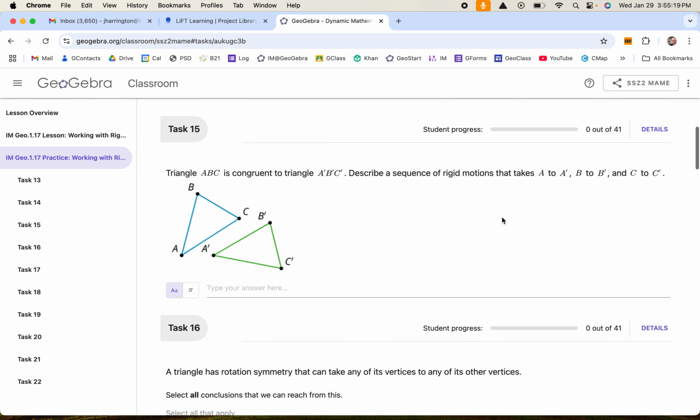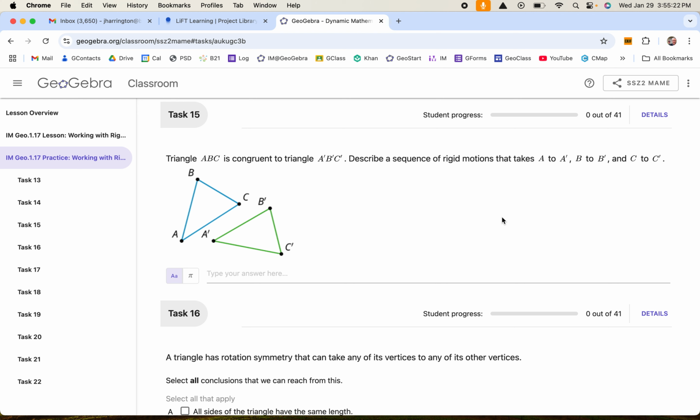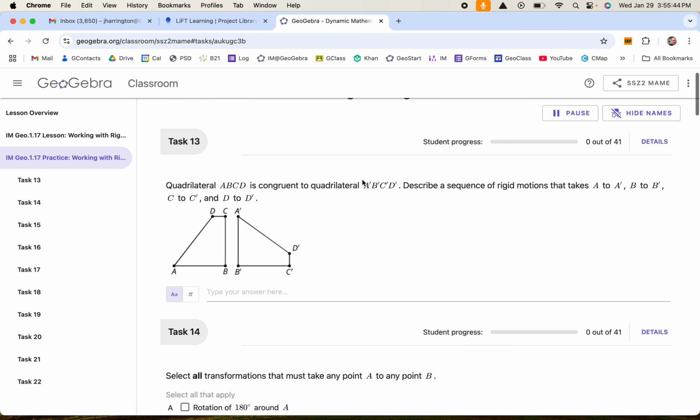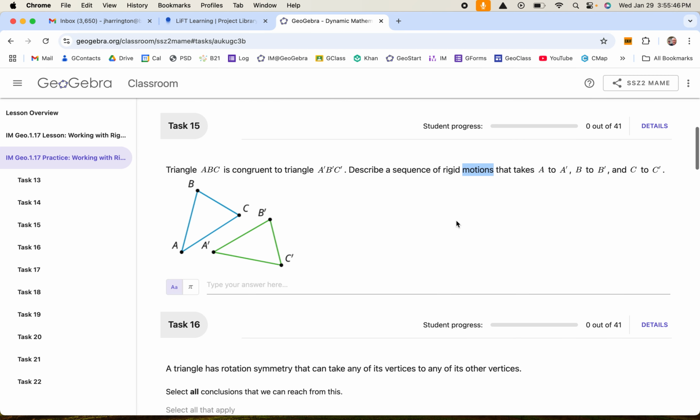Task 15. Triangle ABC is congruent to triangle A prime, B prime, C prime, so these two triangles are identical to each other. Describe a sequence of rigid motions, rigid transformations, that takes A to A prime, B to B prime, and C to C prime. Same deal here, same sort of thing as up here. You're going to be specific in your descriptions. How do I get this blue triangle to land perfectly on the green triangle? How can I do that?